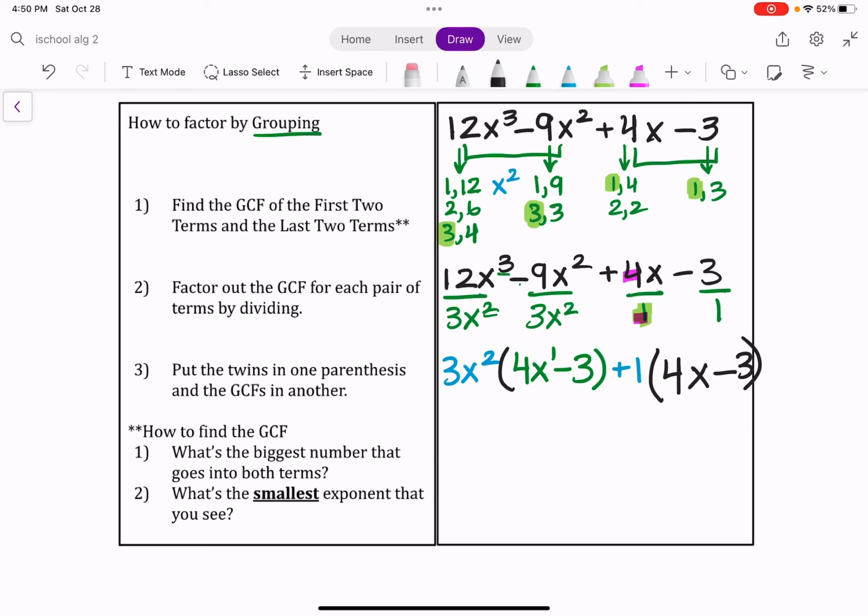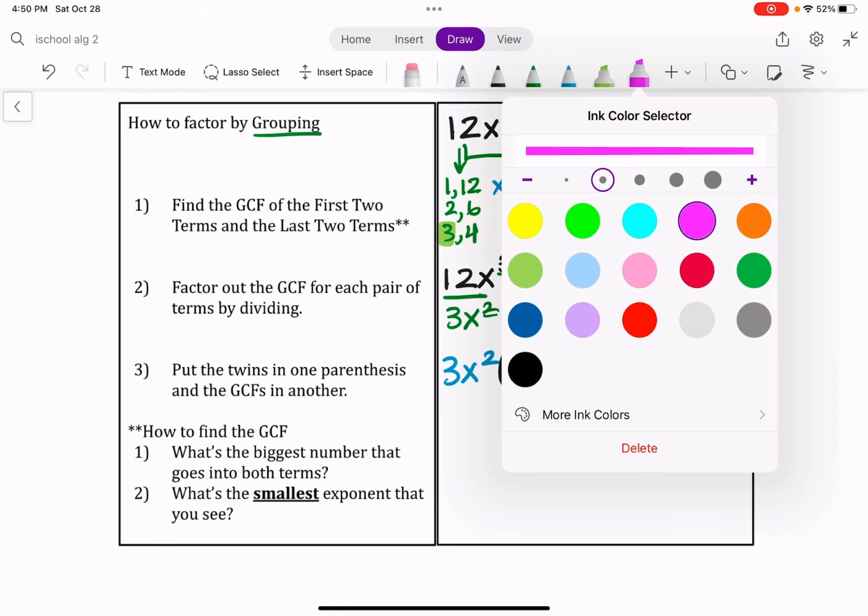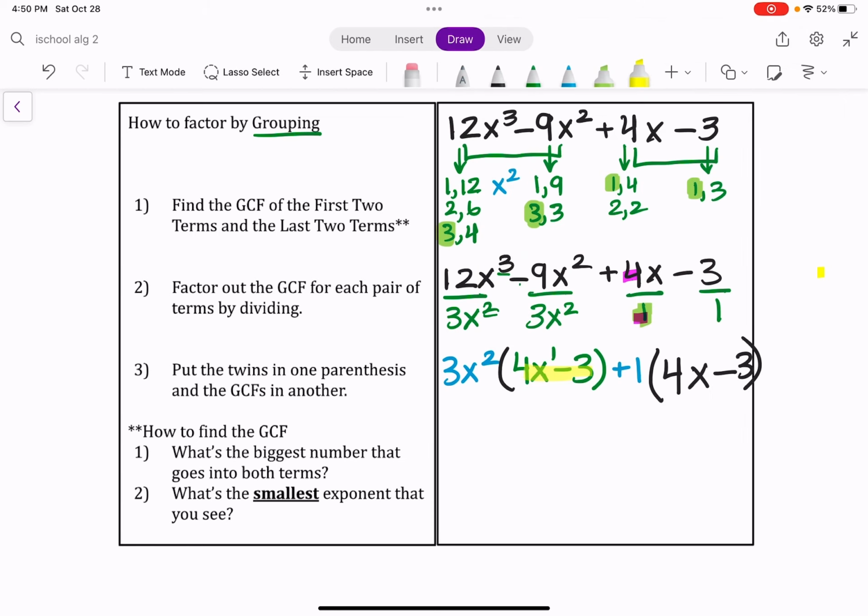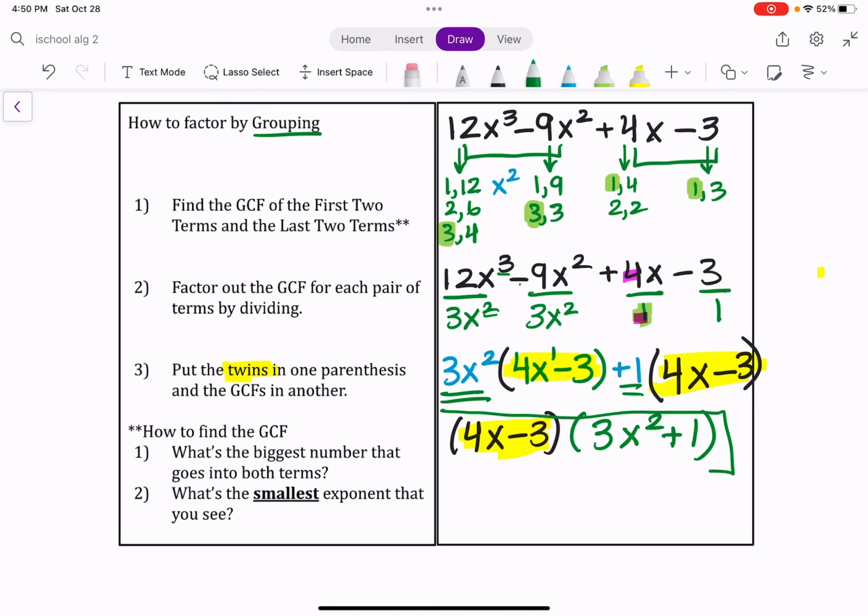Okay, now if you're doing this correctly, you will have what I call the twins, right? If you did this correctly, you should have twins. If you don't have twins, you did something wrong, okay? And so the twins, we're going to just factor it out. We're going to put in 1 parentheses like this. And then the non-twins, the GCFs, these are going to go in our other parentheses. And now we have here our factored form, okay?